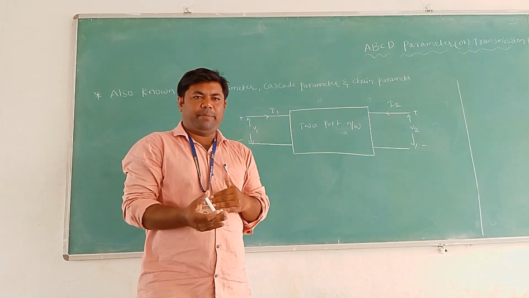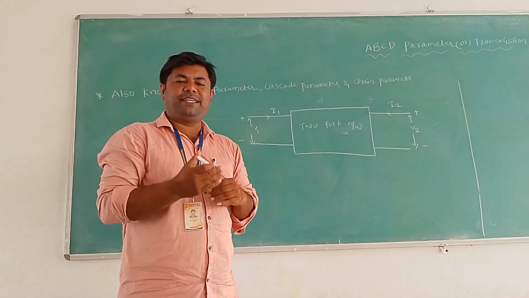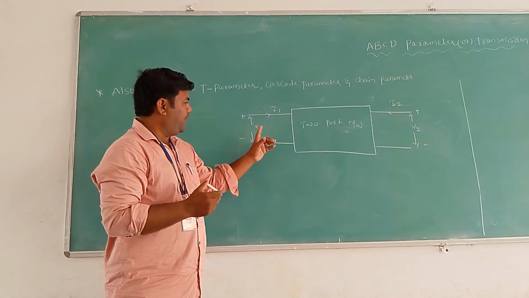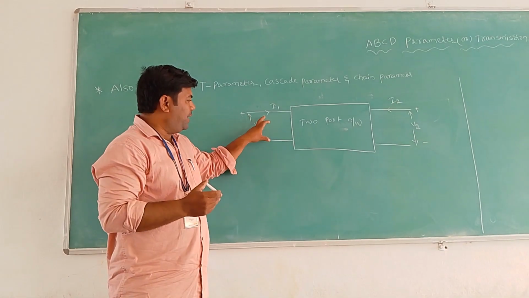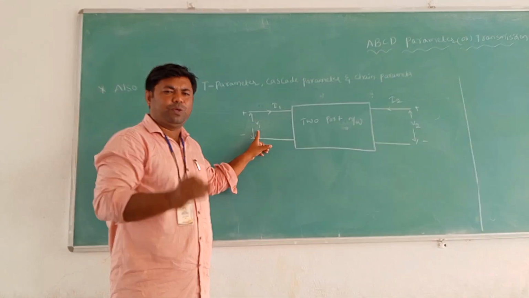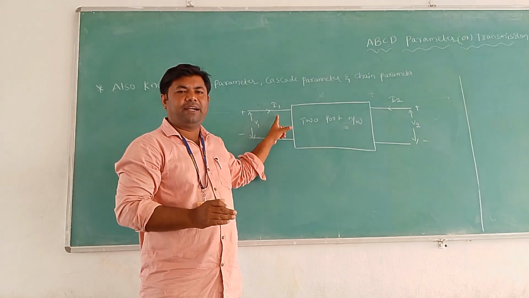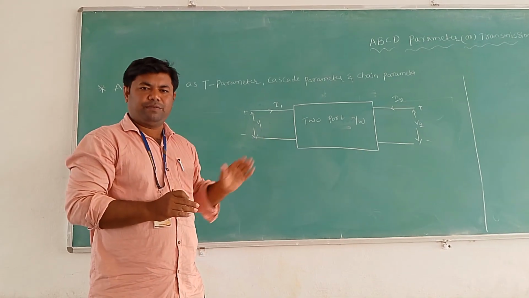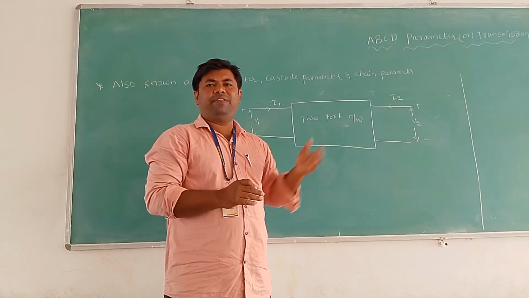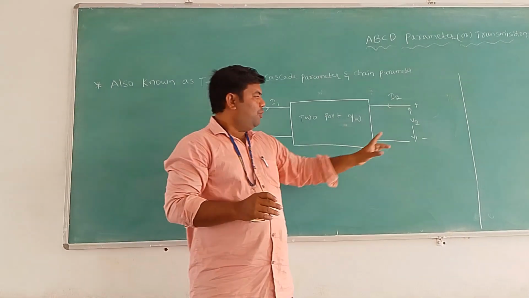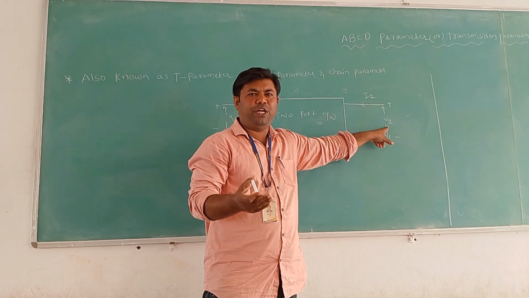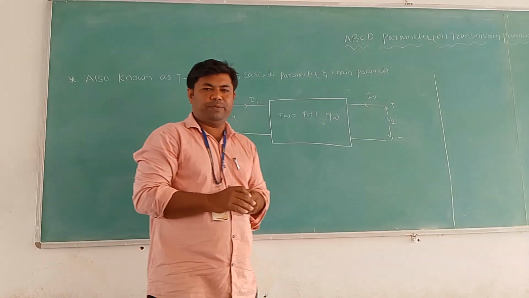So we have four parameters, that is A, B, C and D. So these are the four parameters. In the two port network, in the first port we are applying the input voltage V1, and when we apply the input voltage V1, a current I1 is generated. This is the entering point. Next, the leaving point we can call the receiving point. V2 is the second voltage. When we are applying the voltage V2, the current generated is I2.